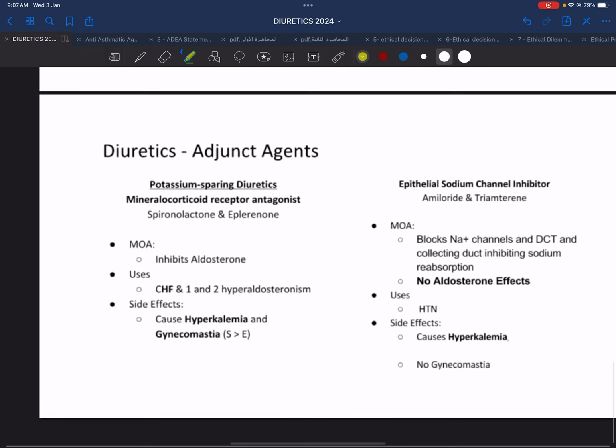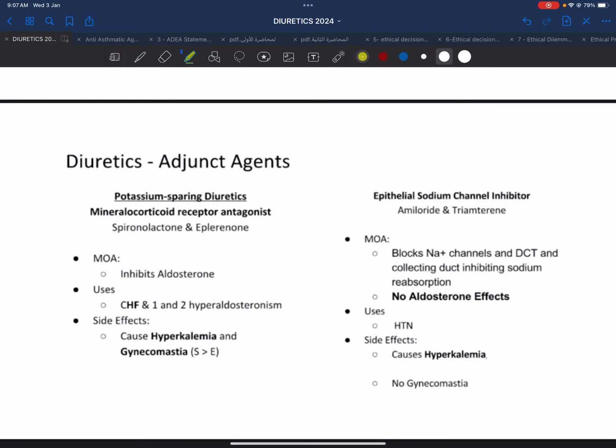Diuretics, adjunct agents. What do we mean by adjunct agents? That alone, they are not sufficient as diuretics. They need a friend: combination. They will always be given in combination. You will never see them used alone in the management of diuresis. So they are called adjunct.